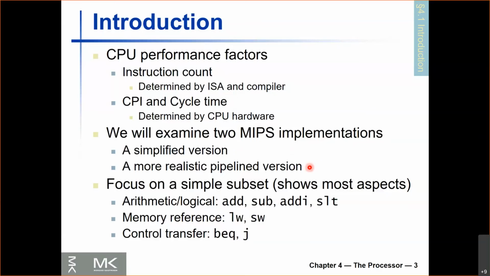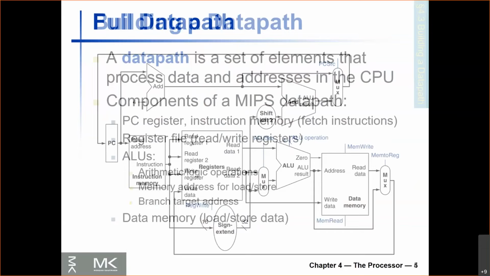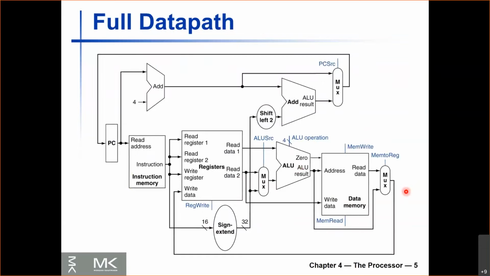And we said that to keep things simple, we are going to be focusing on a subset of the MIPS instructions, which is these instructions shown over here. And what we did last time is we looked at how to start building this data path. A data path is basically a set of blocks that process addresses and data in the CPU. And it has various components, and we saw how we put these components together to build a data path like this.